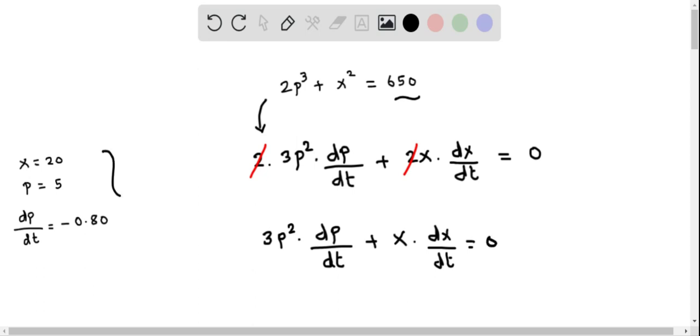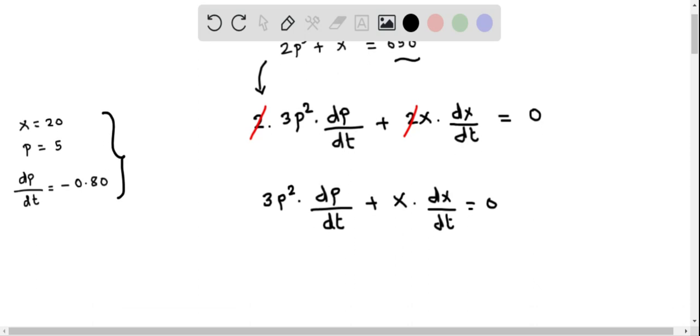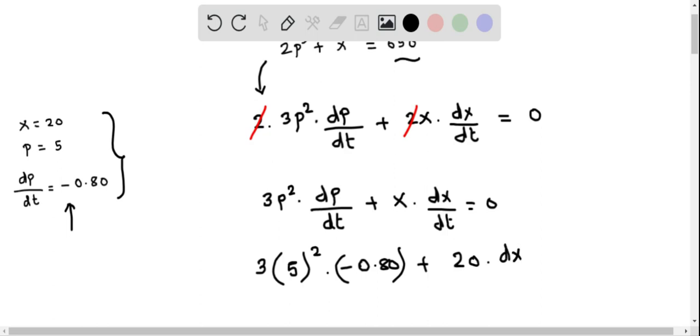So let's substitute the given values. We know that x equals 20, p equals 5, and dp by dt, which is the rate of change of the price. Since it is given as fallen, I have marked this as a negative quantity. So I'm going to plug in this information. 3 times p is 5, so it becomes 5 squared times dp by dt, which is negative 0.80, plus now I plug in x, which is 20 times dx over dt.